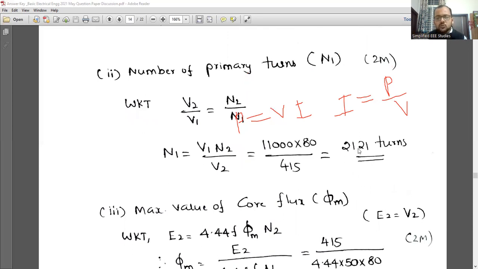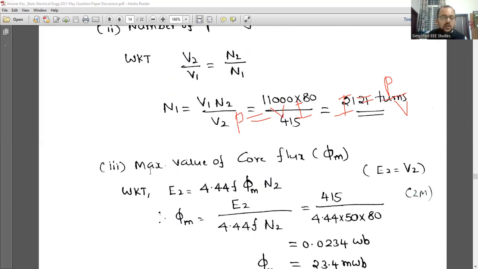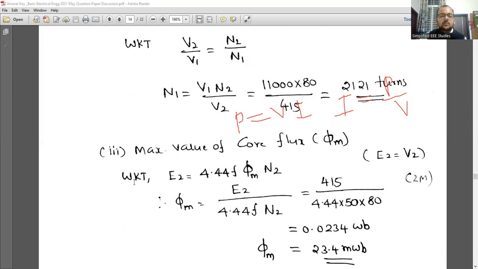I have got 2120 point some fraction value, but turns means you take it as a finite value, right? Don't take the decimal. Then the maximum value of core flux you can compute using the EMF equation. Either you take primary side or secondary side. Both are okay. I have taken secondary side.